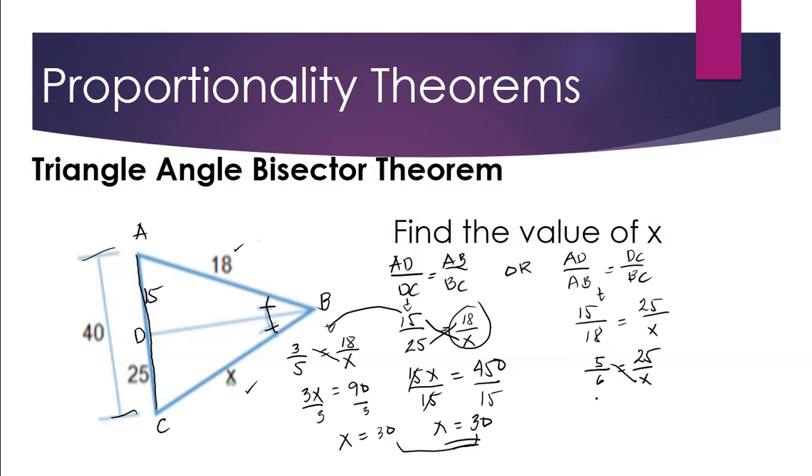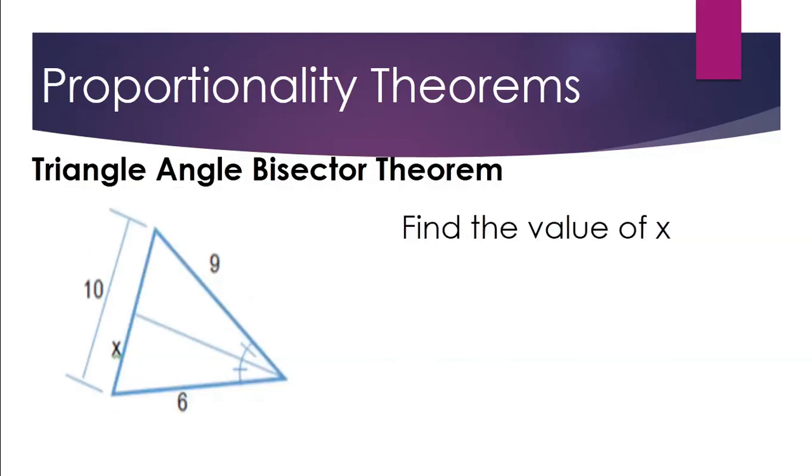Then, you do cross multiplication. That's 5x equals 25 times 6, that is 150. And of course, to solve for x, you divide 150 by 5, which is 30. And obviously, all of it will have the same answer. So, x here is equal to 30. That is what we mean by triangle angle bisector theorem. Now, let us have one more example for you to understand better.